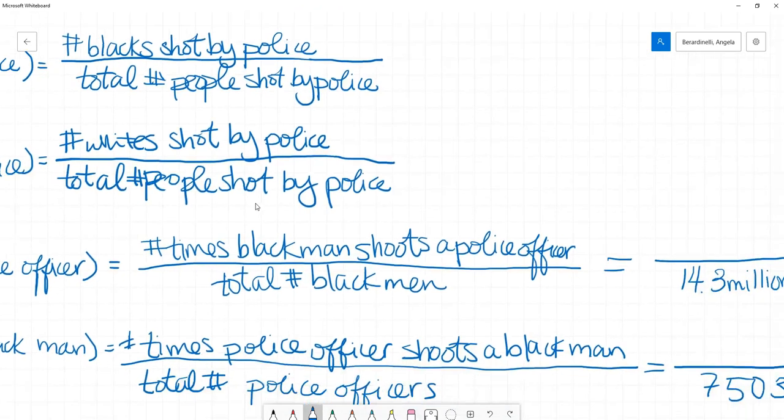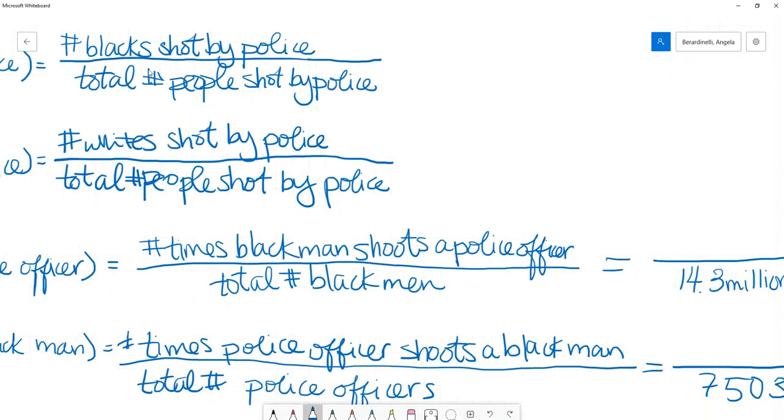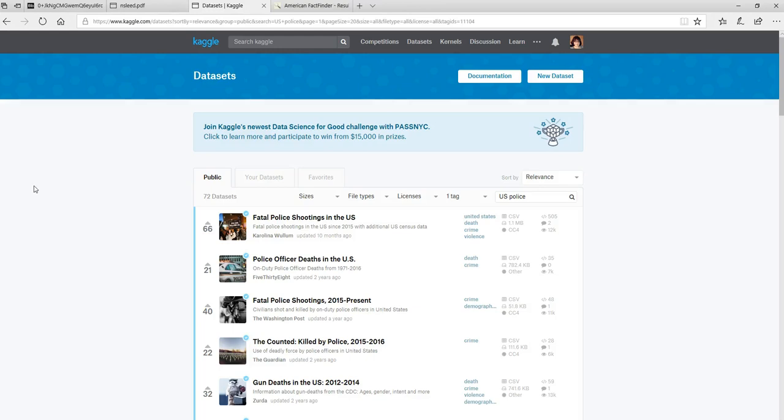And now every other number that's still left to fill in has to do with officer shootings, either the officer being shot or the officer shooting someone. So we're going to have to find that data somewhere. And where we're going to look for that is Kaggle.